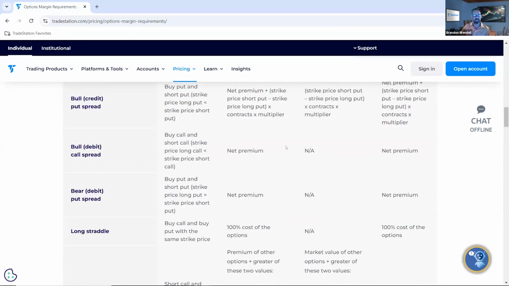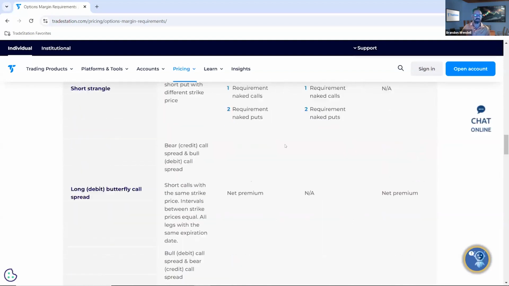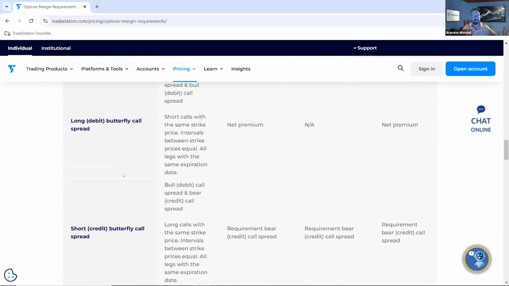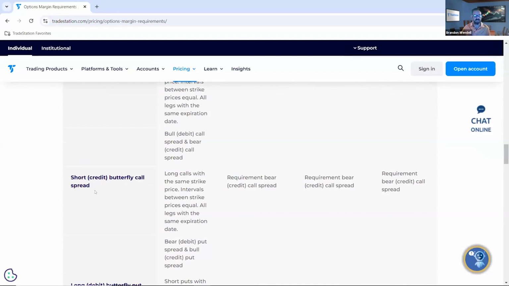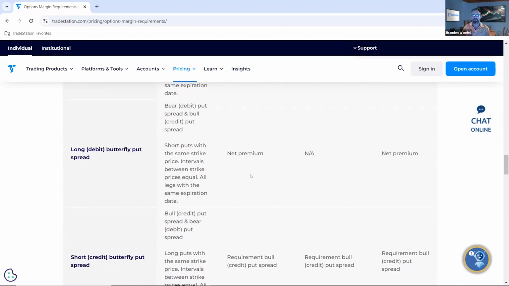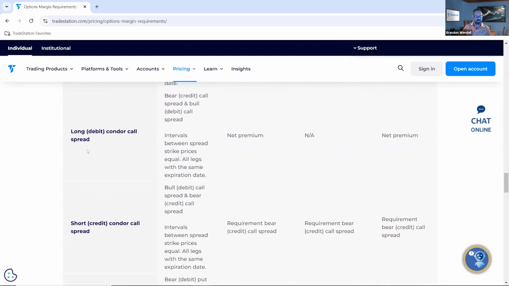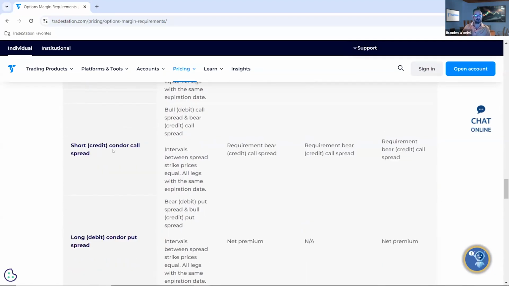You'll see credit spreads and even the condors, basically the same thing. There it is, short butterfly call spread. It's the requirement of the bear credit spread, so it's the same as one of those legs. And there it is, short condor call spread, condor put spread. The credits are the requirements you would have on the spread, which is the maximum risk.